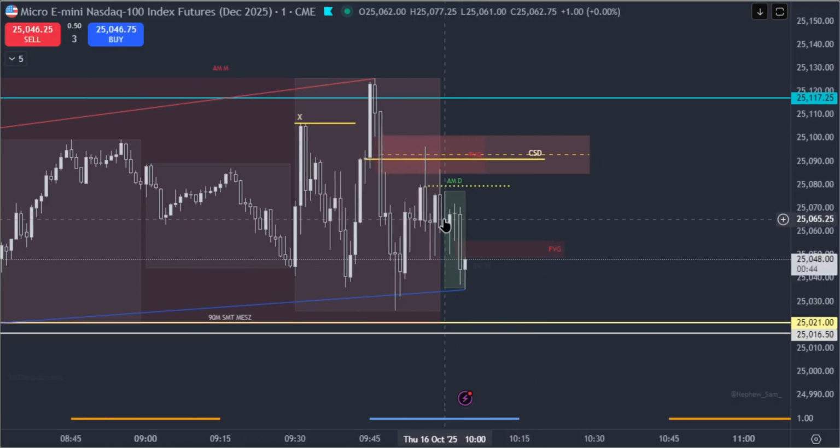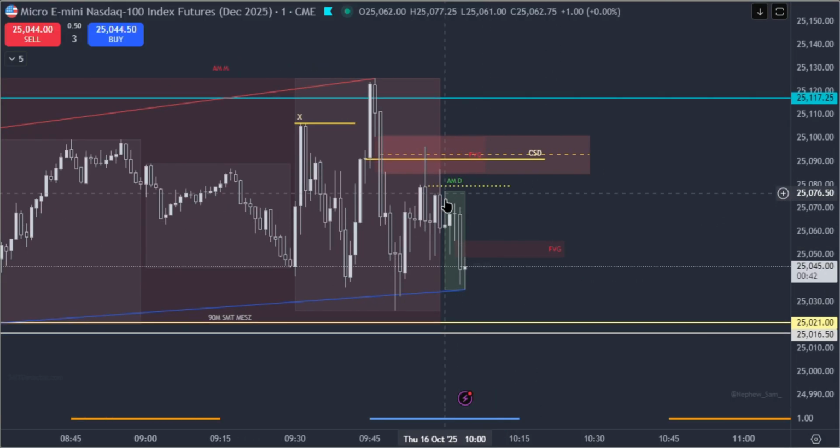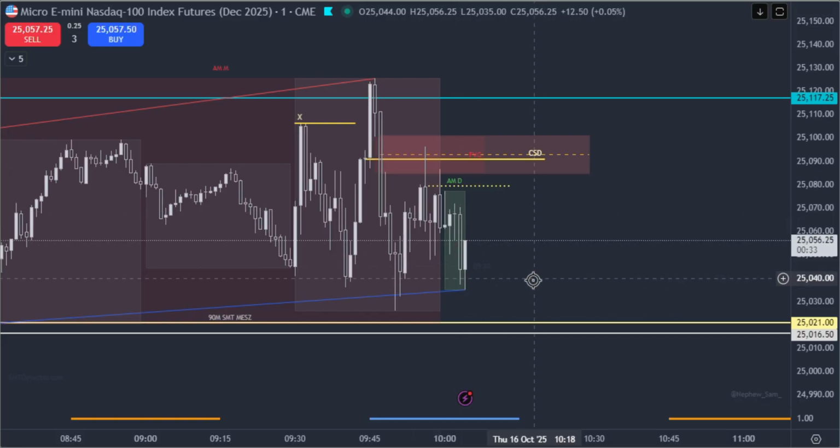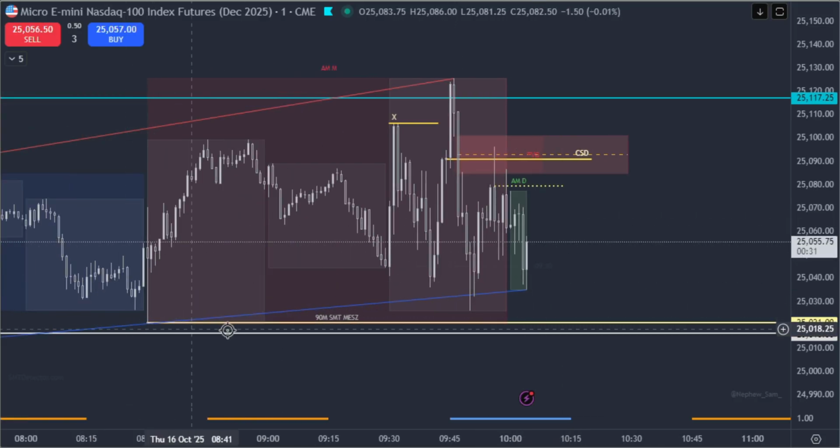10 o'clock did open higher. This is the wick so far of 10 o'clock. These are the bodies. So 10 o'clock, this is the wick, these are the bodies. All right, we have another SMT down here.